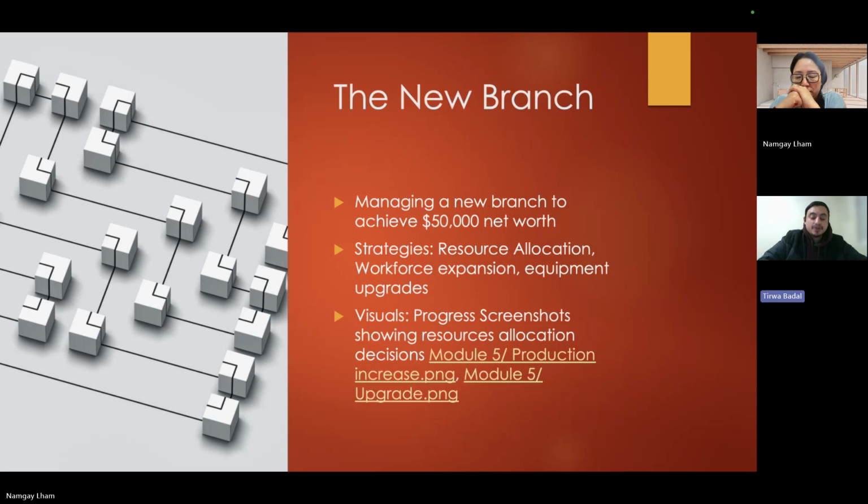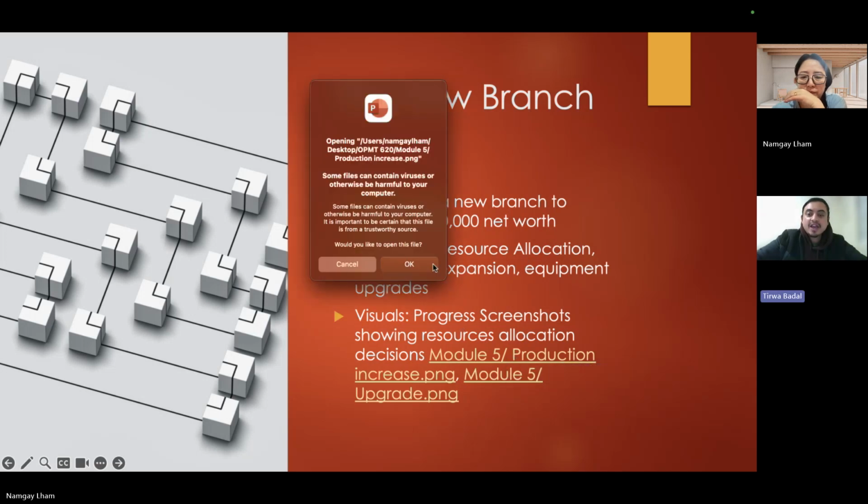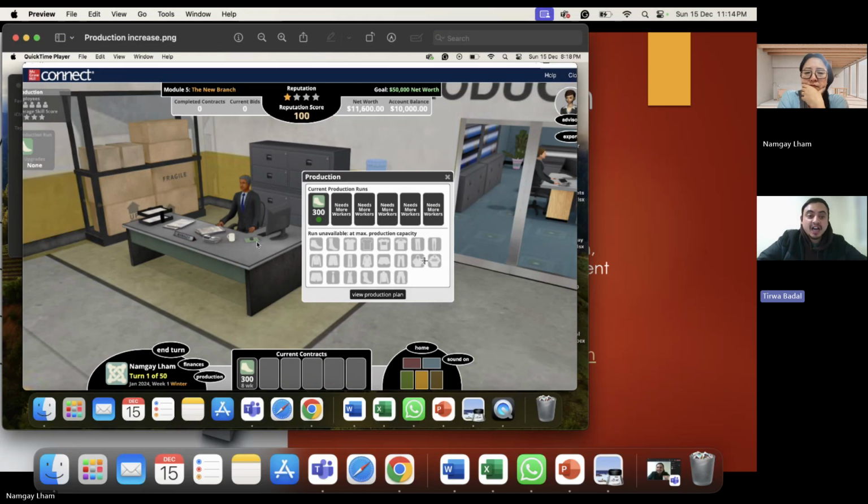In week 5, we opened our new branch where we were working for 50 weeks, and our target was to grow a net worth of 50,000. In this week's modules, we focused on strategies such as resource allocations, workforce expansions, and equipment upgradations. In the initial phase, we upgraded our workforce according to needs.